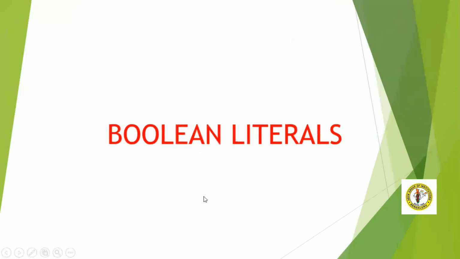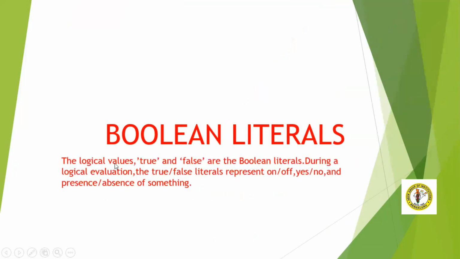Next we will see what is a boolean literal. Boolean means it always returns a value, either true or false. The logical values true and false are the boolean literals. During a logical evaluation, the true or false literals represent on or off, yes or no, and presence or absence of something. For example, I am saying if A equal to 10.